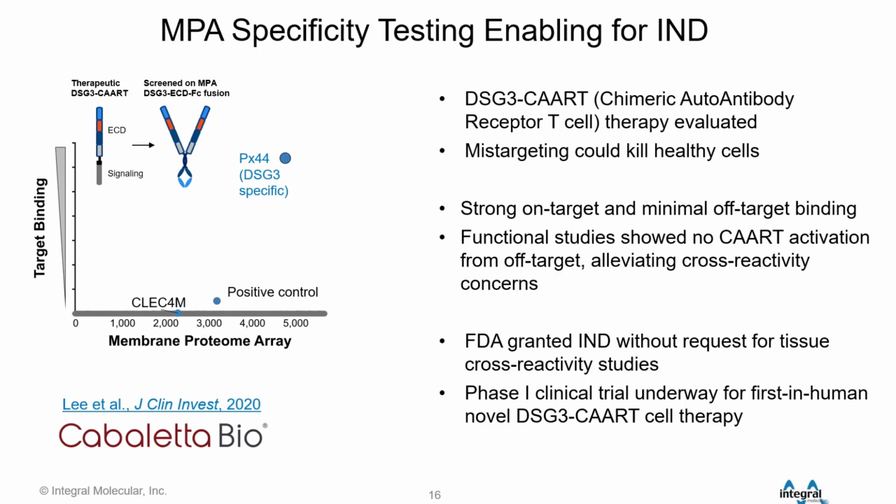Further investigation showed that the off-target interaction was minimal, and this expression did not trigger the DSG3 CAR T activity, and so this alleviated any cross-reactivity concerns. Cabaletta did submit the MPA data to the FDA without any tissue cross-reactivity studies and successfully opened an IND. They are currently in their phase 1 clinical trial, and I will say that this data and all of their preclinical work is published in the Journal of Clinical Investigation, so feel free to check that out if you'd want to learn more about their therapeutic.